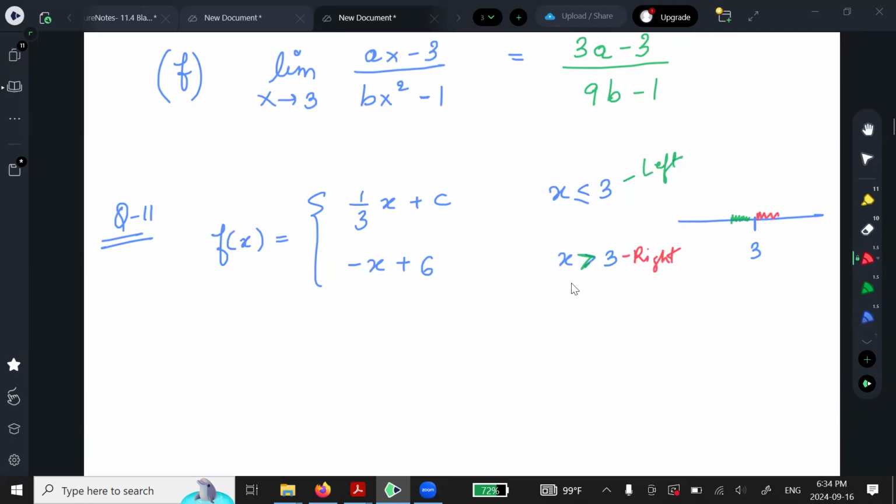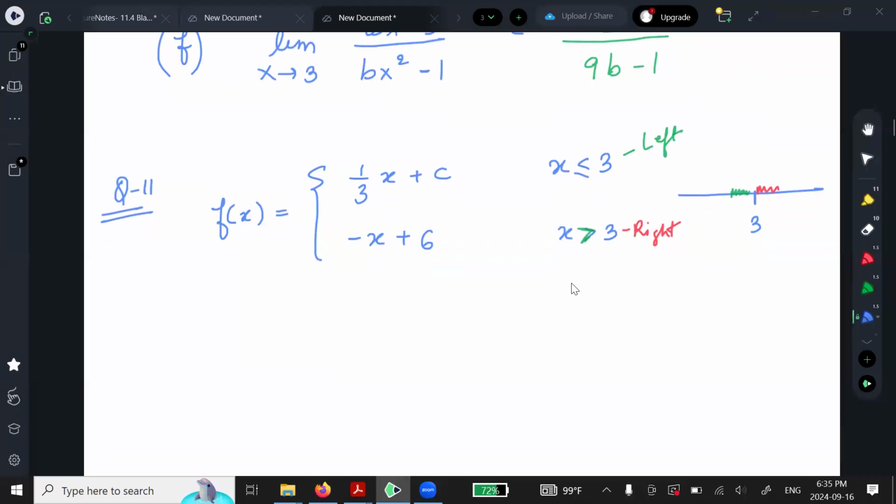So whenever I will be counting the left hand limit or the right hand limit, I will see which function corresponds to the left hand side, which function associates with the right hand side. And you have to check for each question. Okay, draw the number line, draw your point, see which function is left, which function is right. Good. Now find me the limit x approaching to 3 from the left hand side.